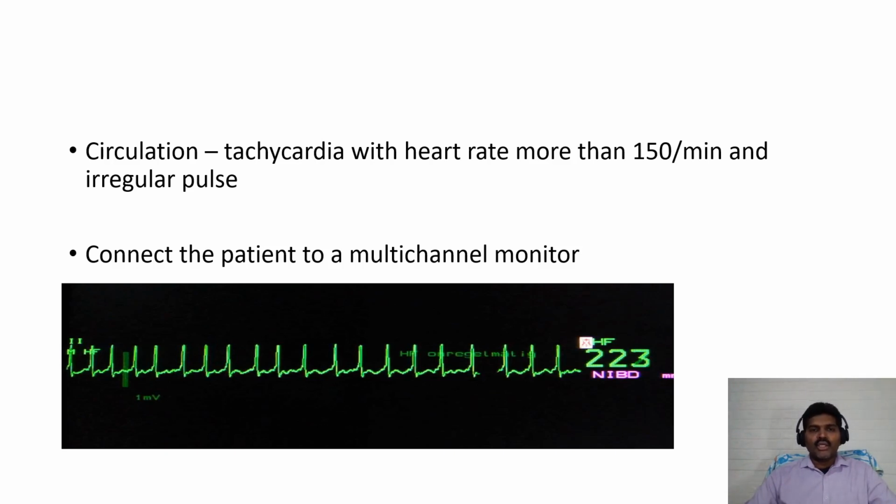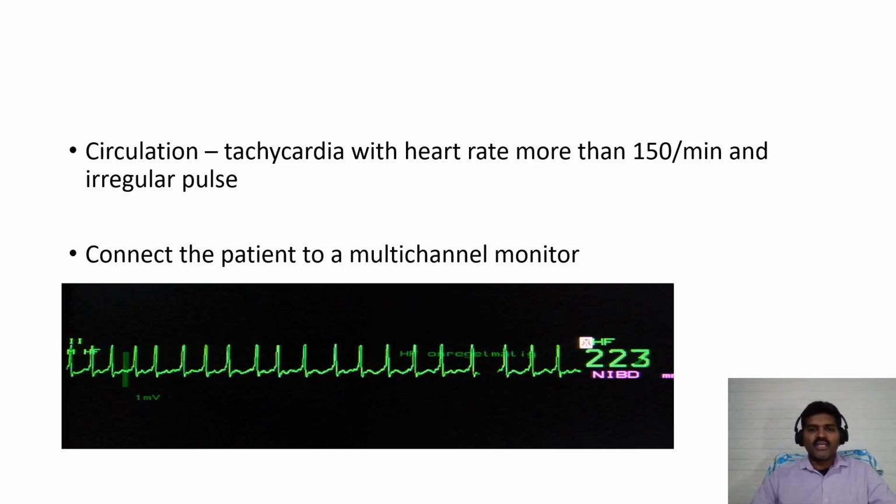So the patient should be connected to a multi-channel monitor. When you connect the patient to the multi-channel monitor, this is the rhythm you are getting. The heart rate is over 200, 223 exactly. And you know the steps in assessing the rhythm. In my earlier video, I have told you how to assess a rhythm. Yes, you need to check for those 5 points.